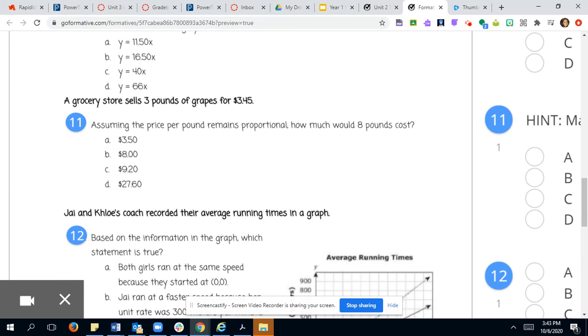A grocery store sells 3 pounds of grapes for $3.45. Assuming the price per pound remains proportional, how much would 8 pounds cost? And that was number 11.